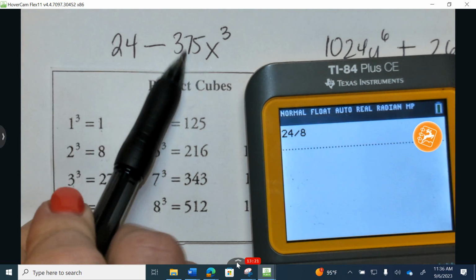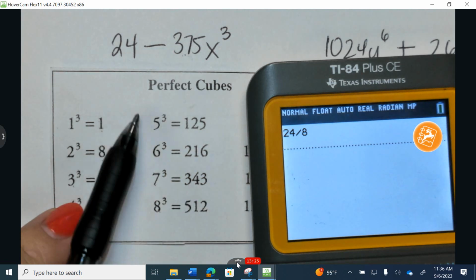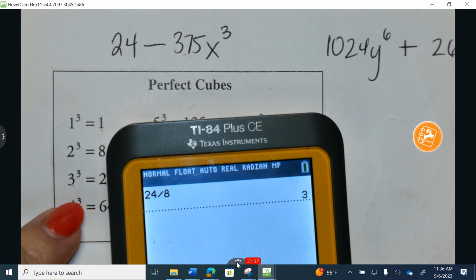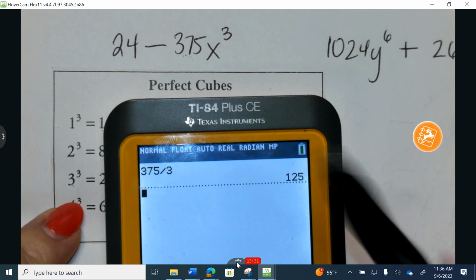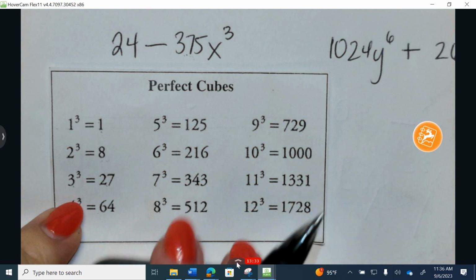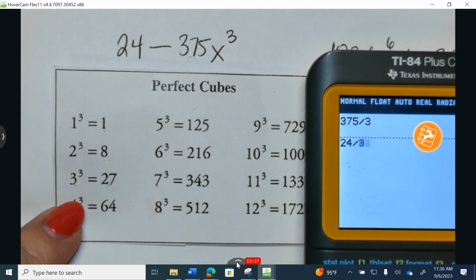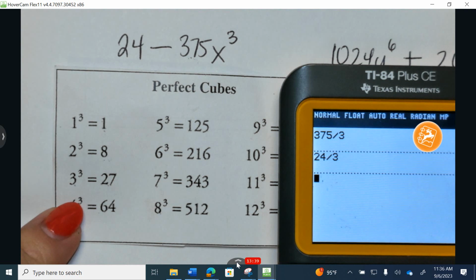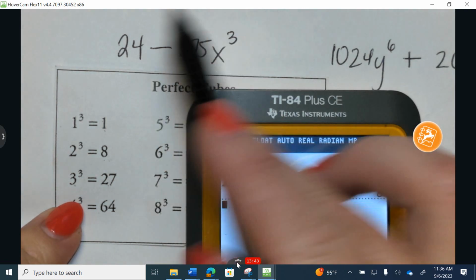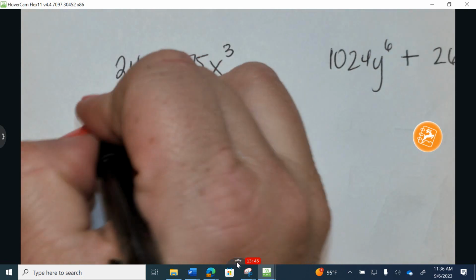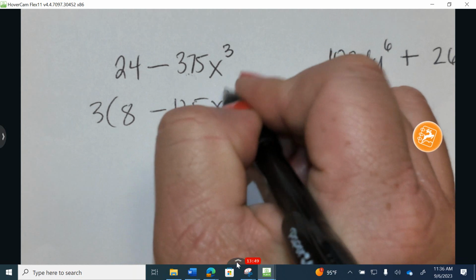I want to know if I divide this number by 3, would it also come up with a number that's on this list? So I'm going to come back here and go 375 divided by 3. Okay, that gives me a number on the list. It's 125. 24 divided by 3 also gives me a number on the list. It's 8. So if I factor out a 3, I'm then able to do a problem that allows me to use the sum or difference of cubes.